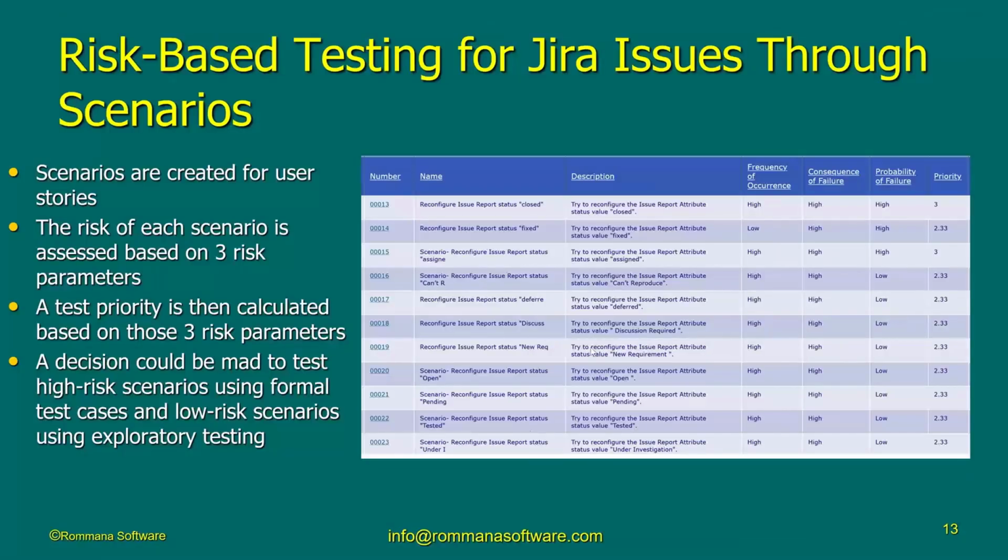Now, what you see here is an actual screen from Rommana ALM that shows the risk-based analysis approach. Here is a list of scenarios. Here are the 3 parameters, and here is the testing priority calculated. It is always a number between 1.0 and 3.0, simply because we give weight for high to be 3, for medium to be 2, and for low to be 1.